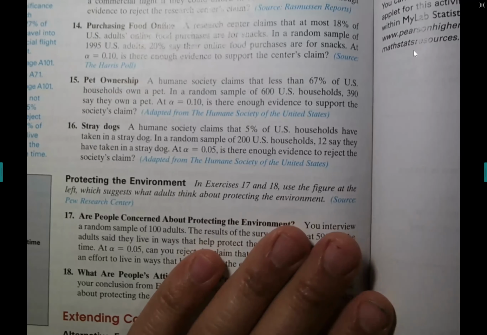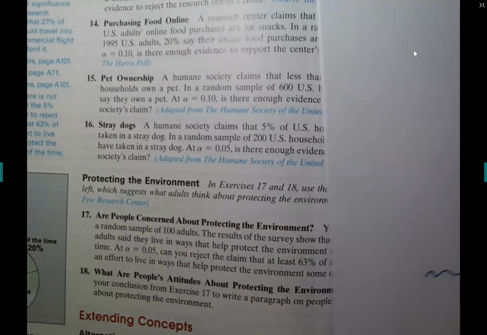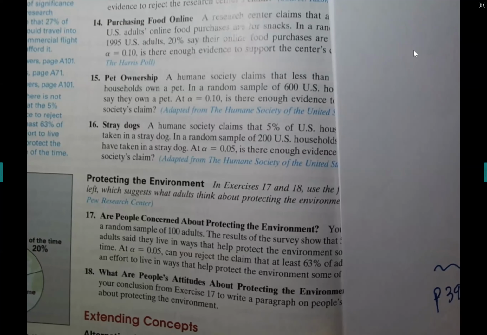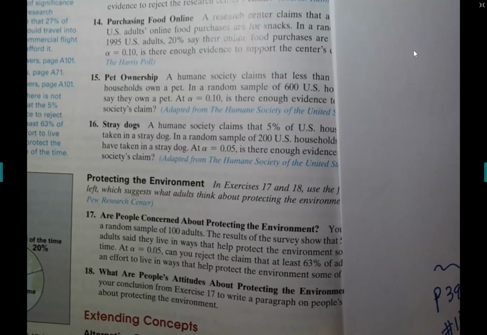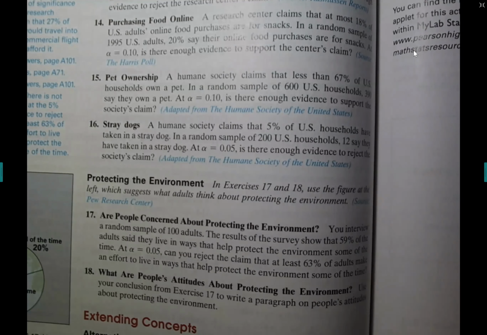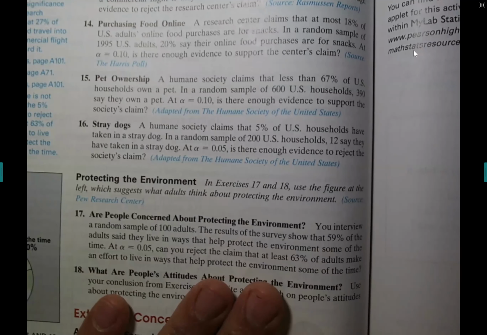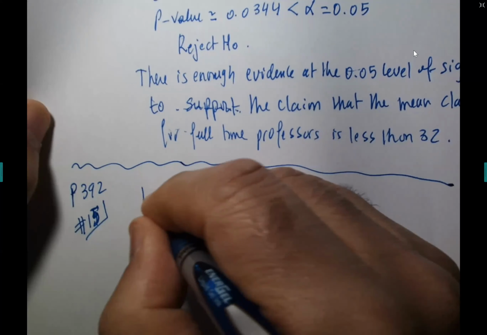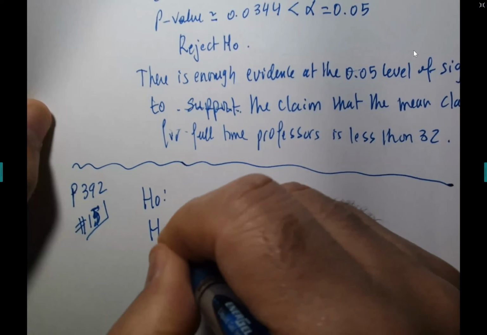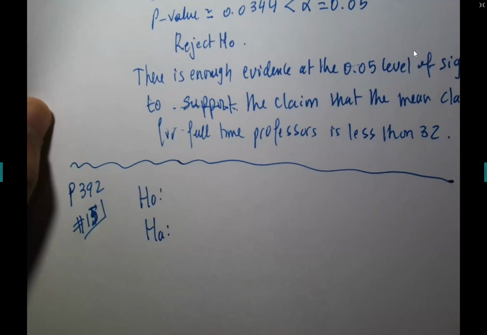Okay, number 15 on page 392. I'm going to show you the transition, guys, it's not bad. We're doing much the same. A humane society claims that less than 67% of US households own a pet. How would you write the null and the alternative, guys? Remember, we're talking about percents now, no longer average, the mean. So what would you put?